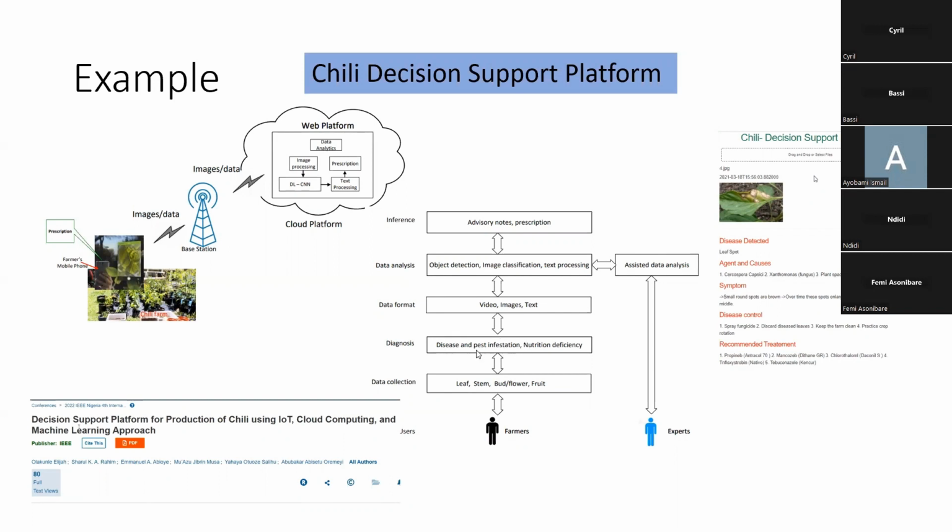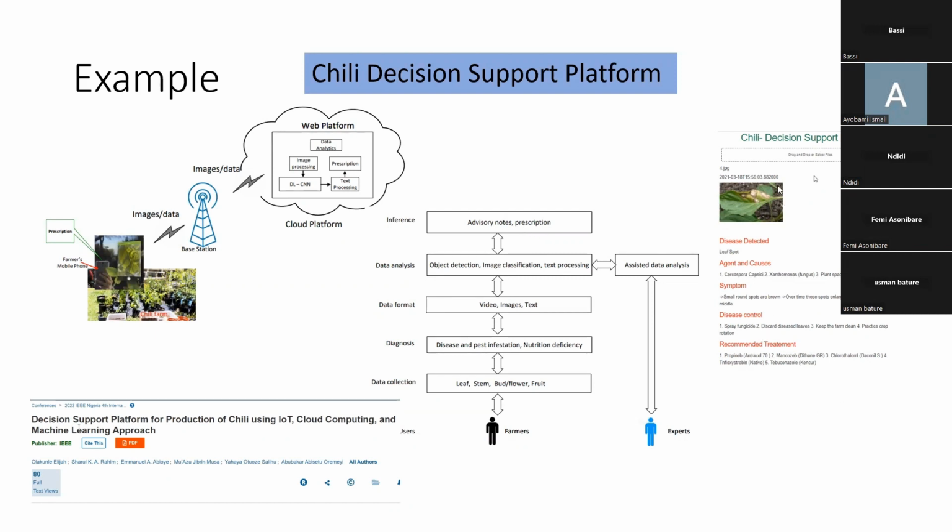You want to detect diseases or pest, or you want to check whether your plant is deficient in nutrients. So these are things the platform can help you diagnose. So you can send either video, images, or text format to the platform. So from there, there'll be object detection, image classification, and text processing. Then, of course, it will provide some advisory notes and prescriptions.